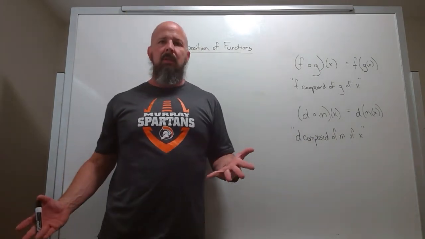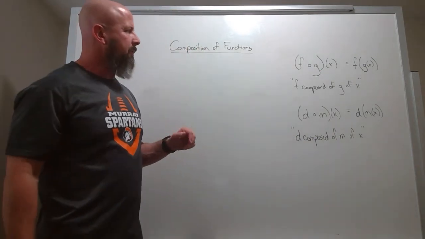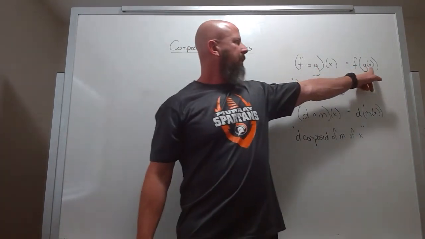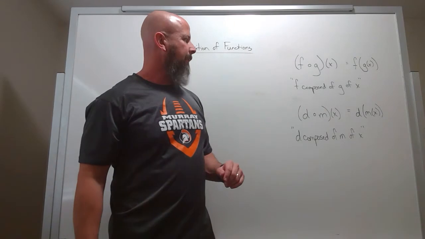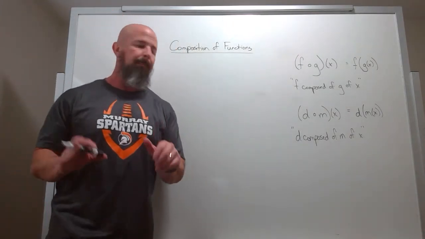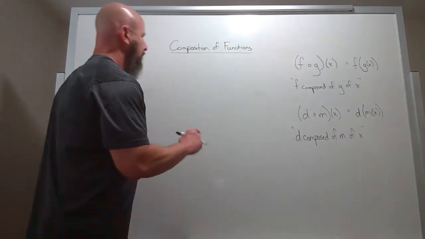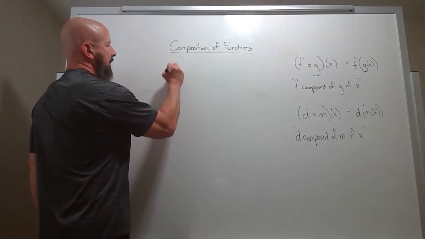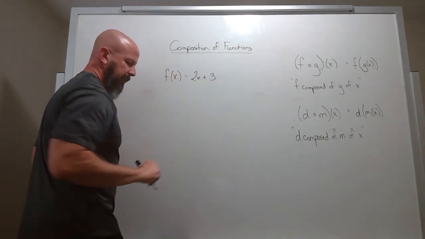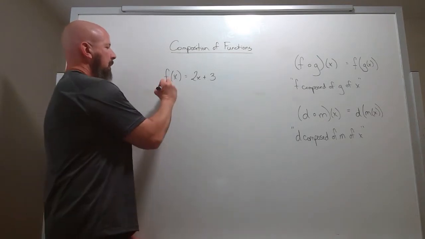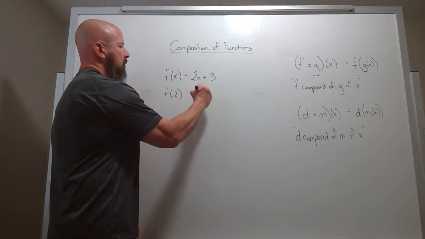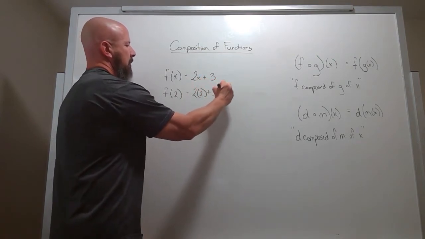Now the basic thing that you could do with a composition of functions is rewrite it. So whatever comes second goes on the inside. And if you rewrite it, it ends up more of a function notation. So here's what you have done before. Let's say I have f of x equals, let's make something up here, 2x plus 3. Well, that means that f of 2 would be 2 times 2 plus 3, or 7.